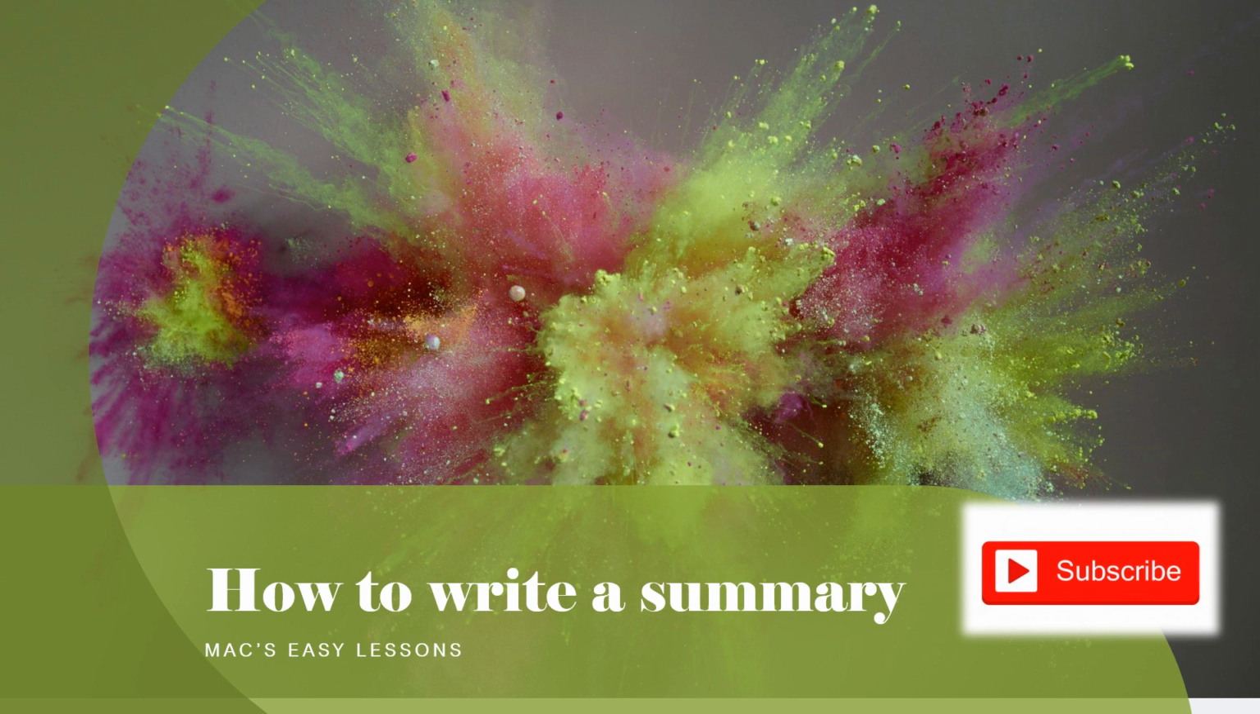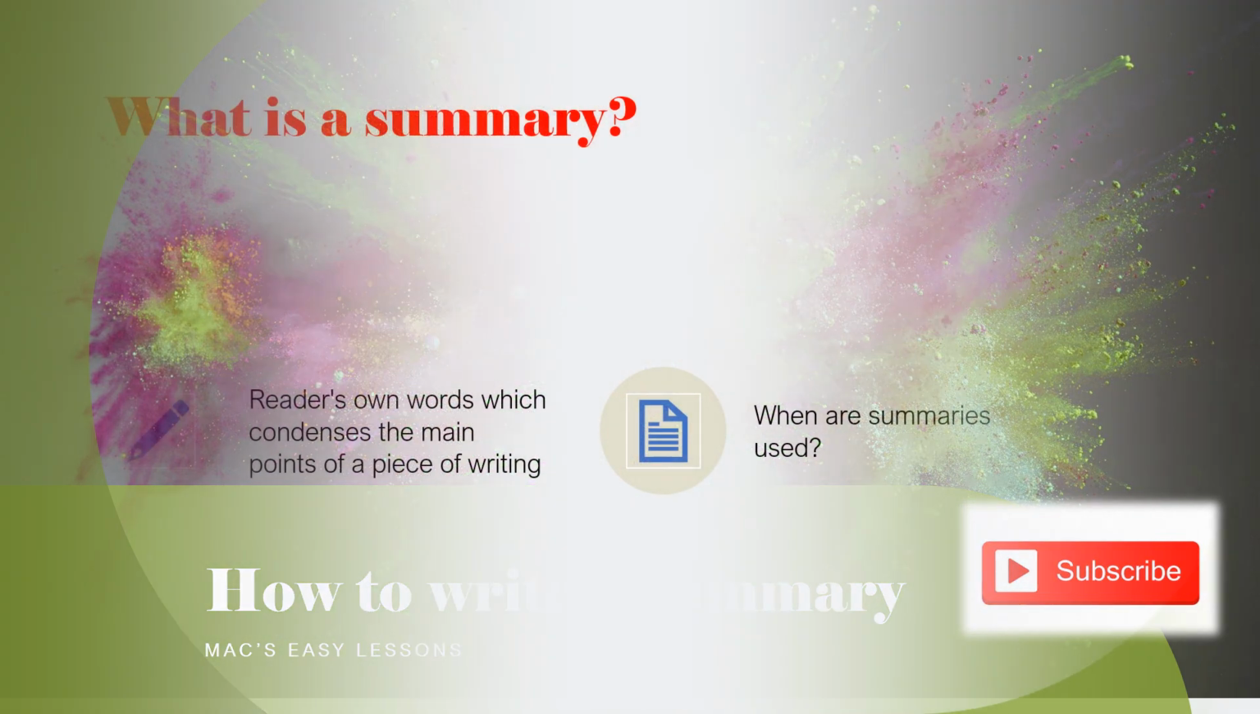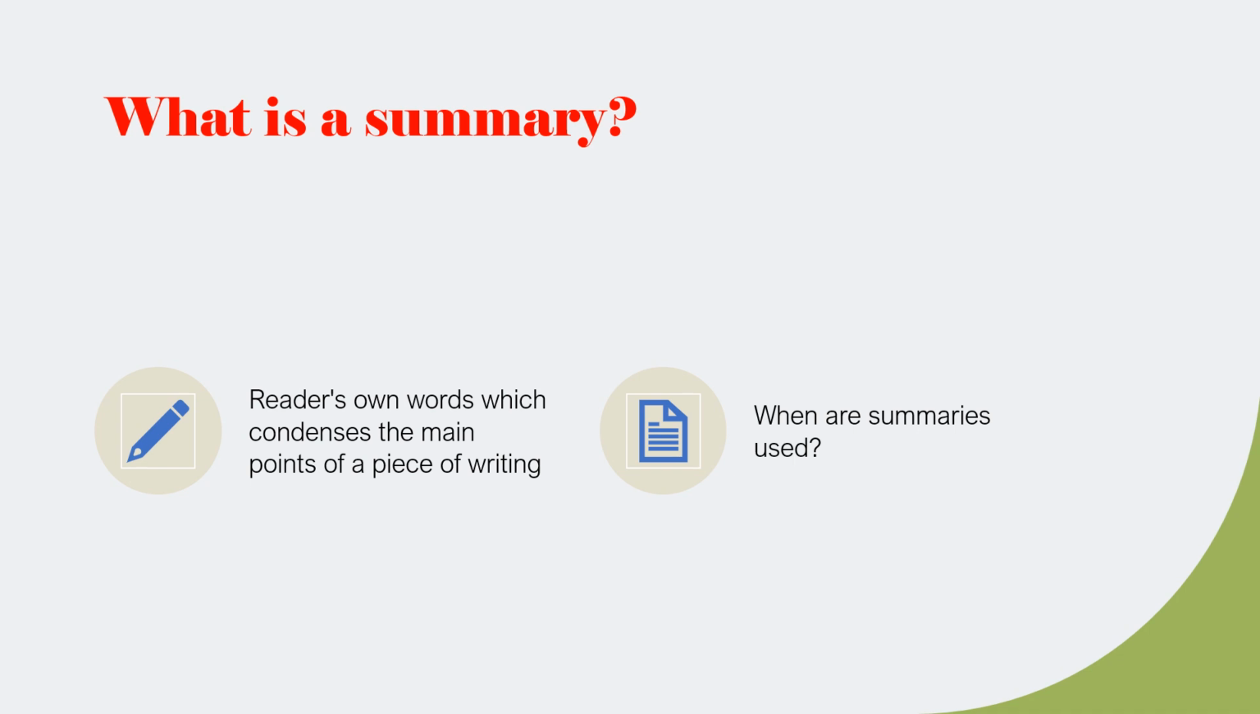Let's get straight into how to write a summary. At first, of course, we'll talk about what a summary is. A summary is a record of a reader's own words, giving only the main points of a piece of writing. You can summarize a newspaper article, a whole book, a chapter of a book that you have read, a class lecture that you have heard, or a movie. Just about anything can be summarized.